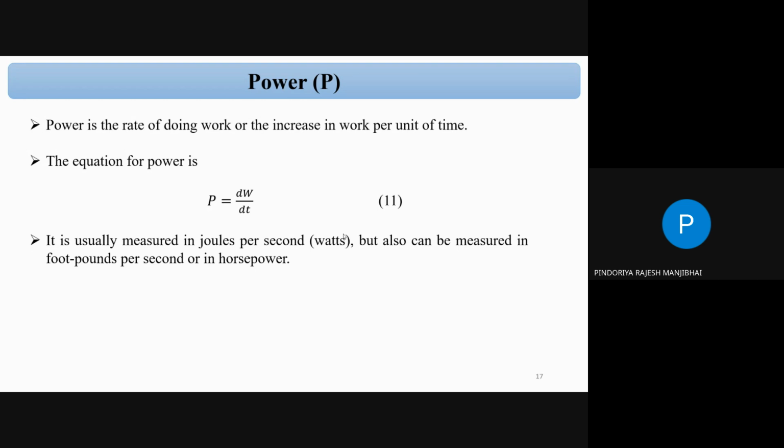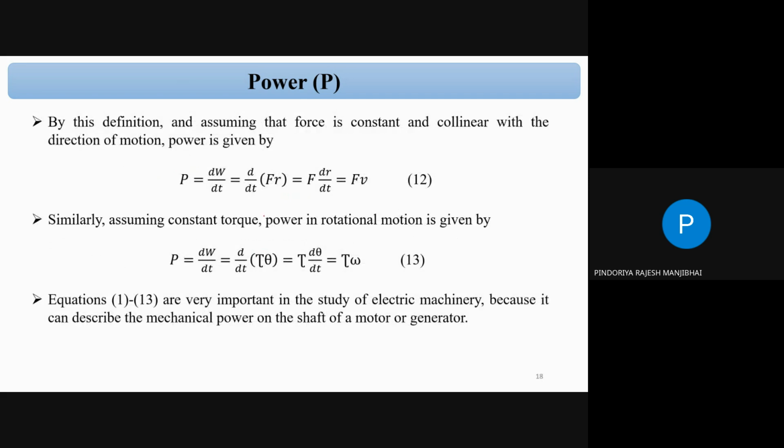Correct? So the equation of power is P equals dW by dt, where dW is your work. We usually measure power in joules per second. That is the unit of power: work is in joules and time is in seconds, so joules per second, otherwise the watt. In terms of force, P equals dW by dt, and W is nothing but F times r.